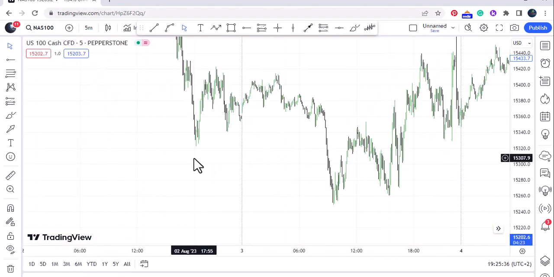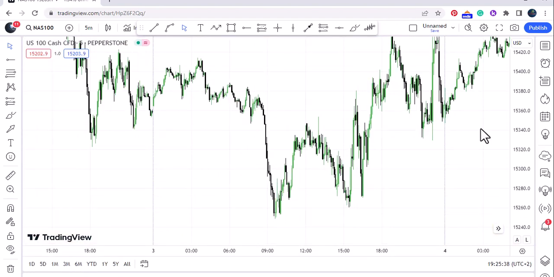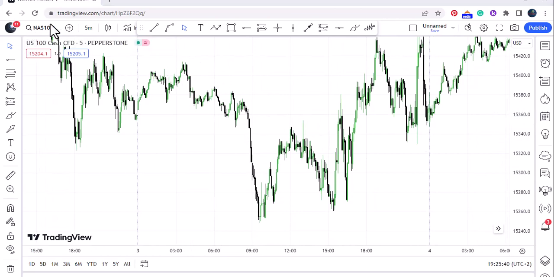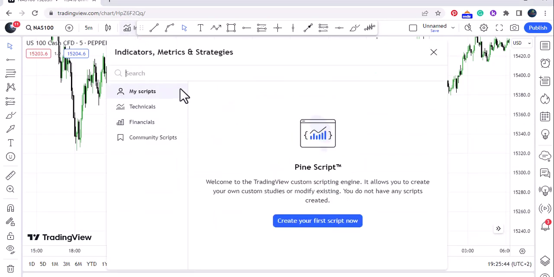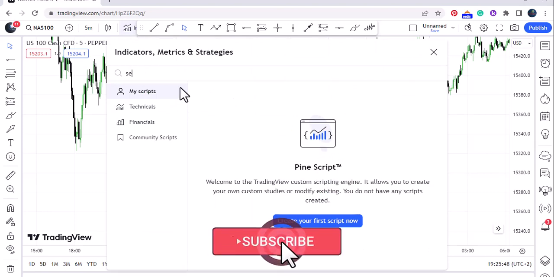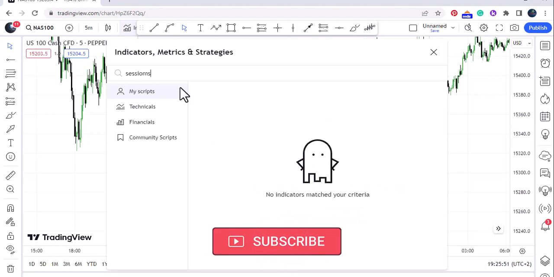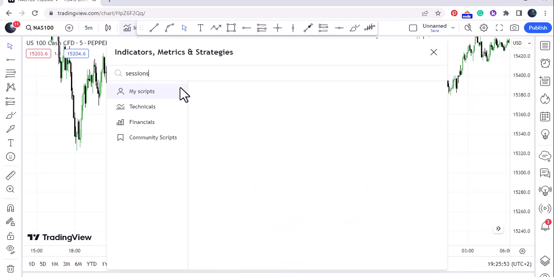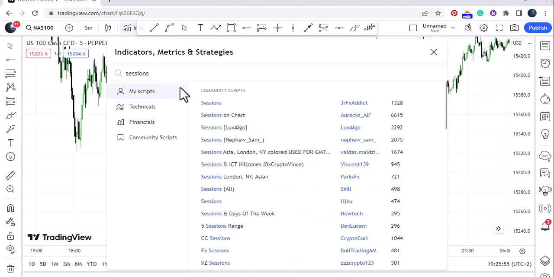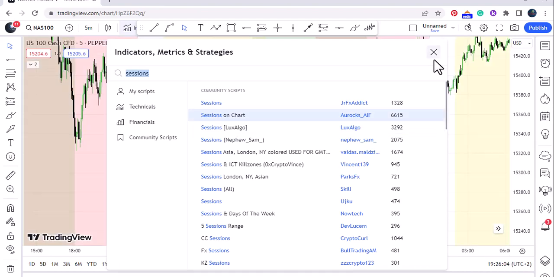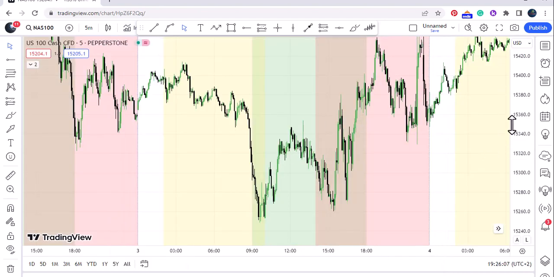So today I want to talk about a strategy that I'm using to trade Nasdaq, right? Today we are going to learn how you can also use the same strategy. So number one, you put an indicator on TradingView, just type sessions here. We're going to be trading the New York session, and you're going to be using this one, sessions on chart. If you click on sessions on chart, the indicator will show on your TradingView chart.